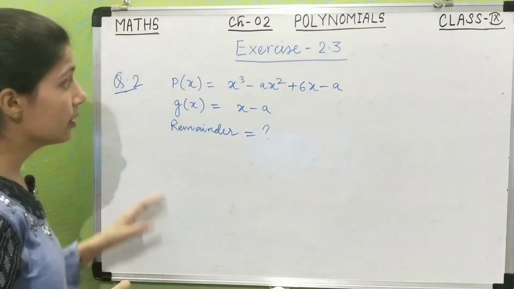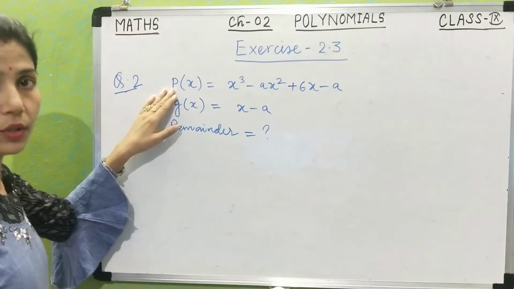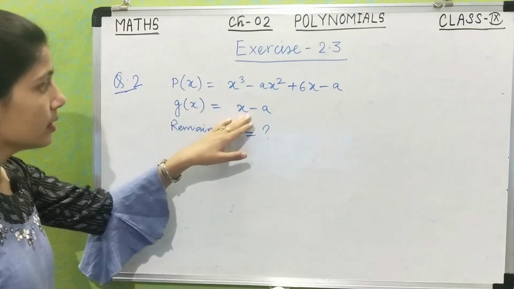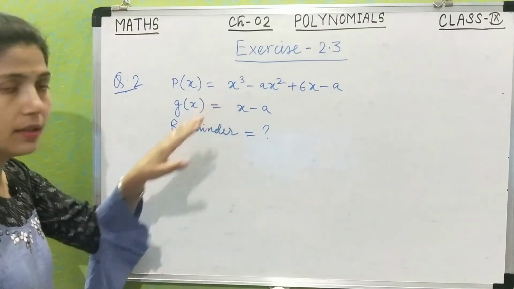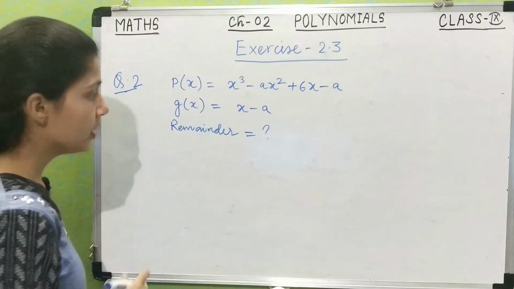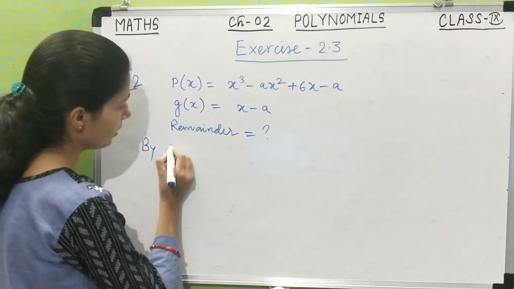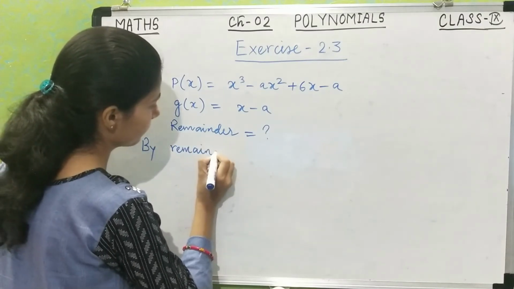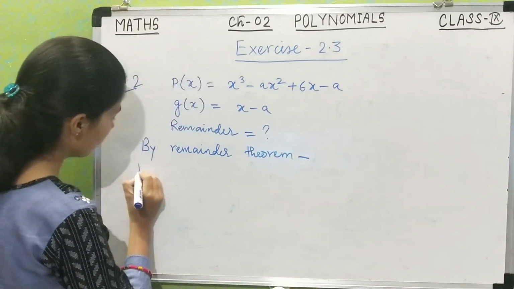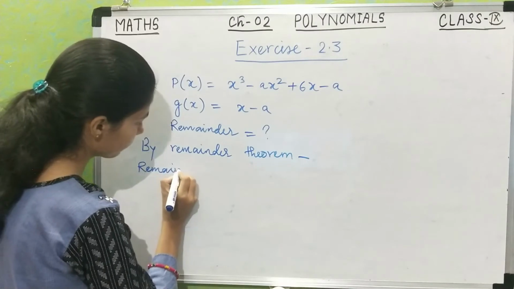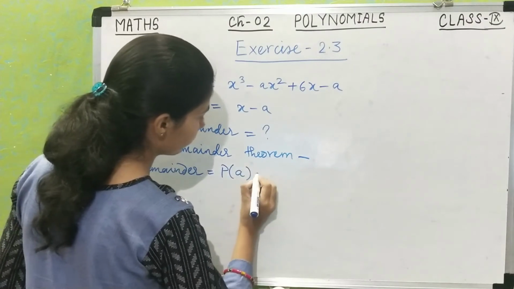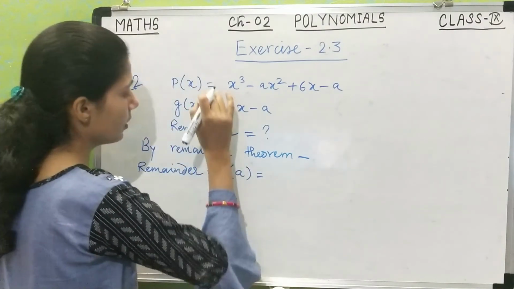Okay, now you can see here the degree of this given polynomial is more than 1, and the divisor is in the form of x minus a, meaning a linear polynomial. So here you can apply the remainder theorem. By the remainder theorem, the remainder will be p(a).